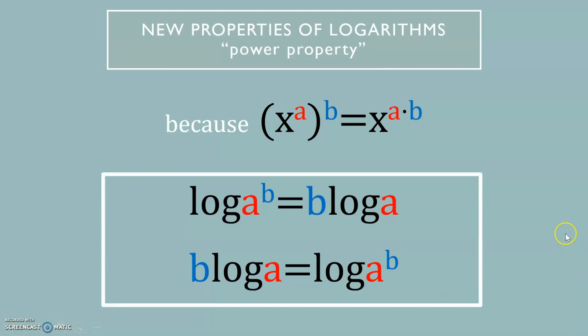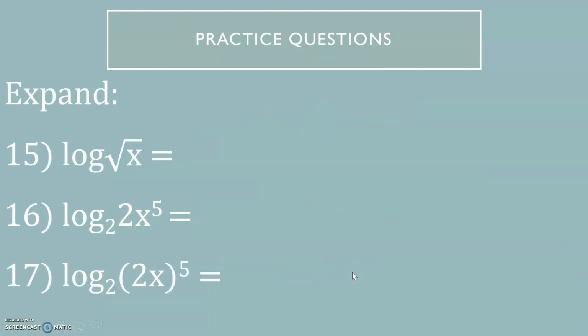Let's practice. We're going to expand. This square root represents an exponent of 1/2. So I do that first, and then I'm going to take that exponent and write it as a coefficient. We consider that fully expanded. There are no more exponents other than the logarithmic version of an exponent. Notice number 16 and 17. They're very similar except for parentheses, and those parentheses will change order of operations.